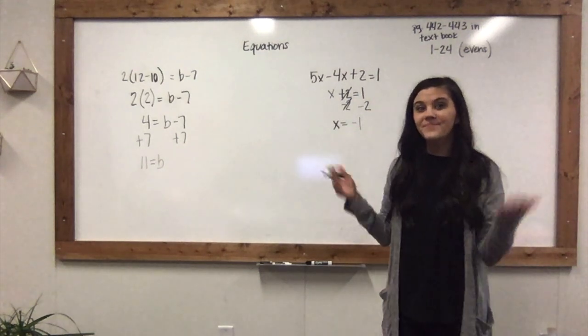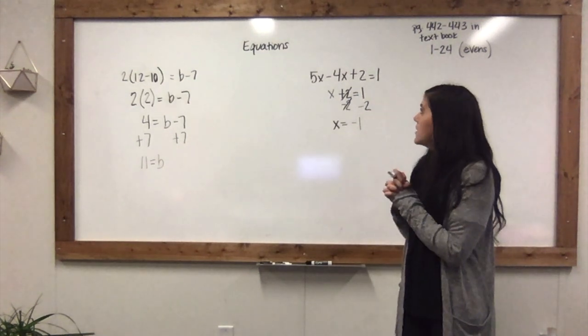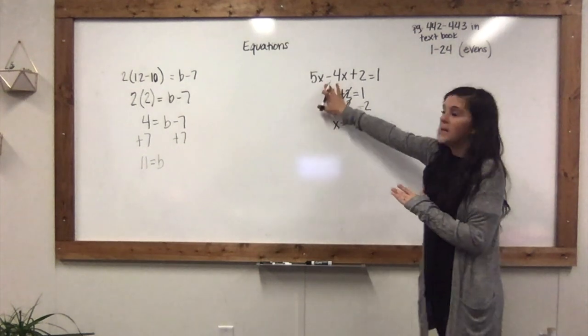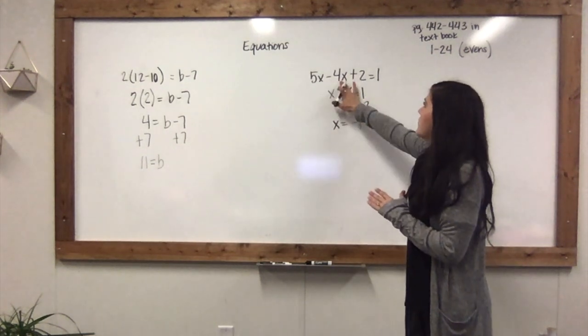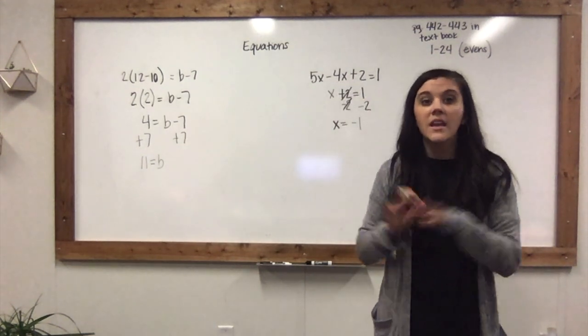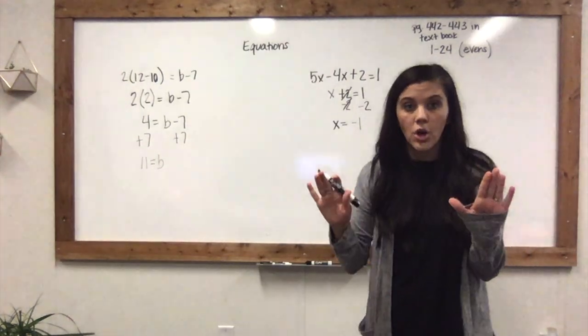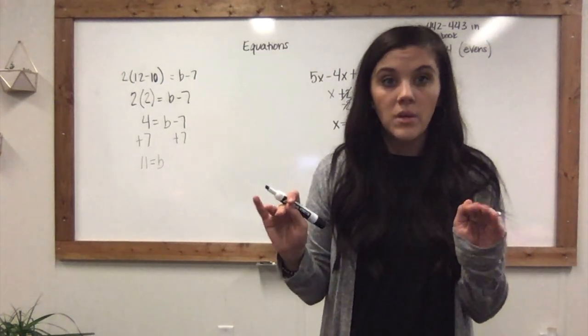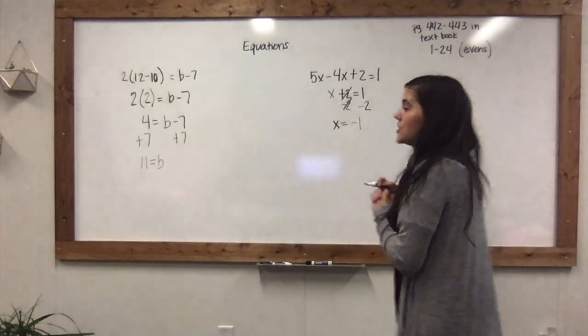And that's it. Okay, if I would like to check myself, remember I can always plug these back in for the variables, and then both sides of the equation, just like we did earlier, both sides need to equal each other, okay? All right, good job, guys.